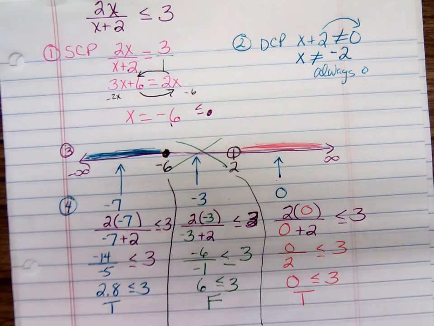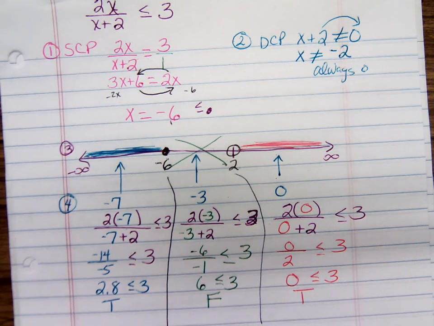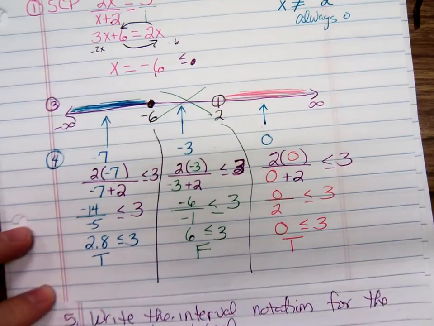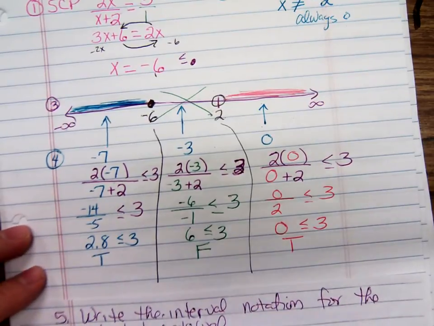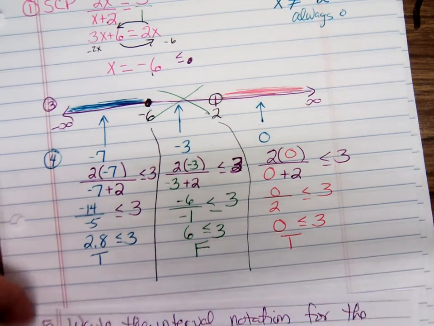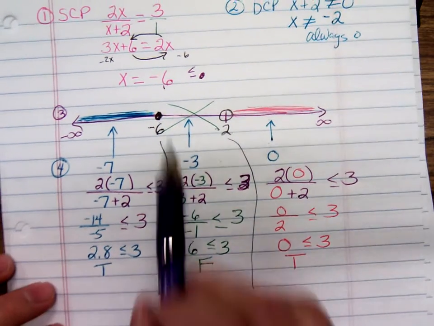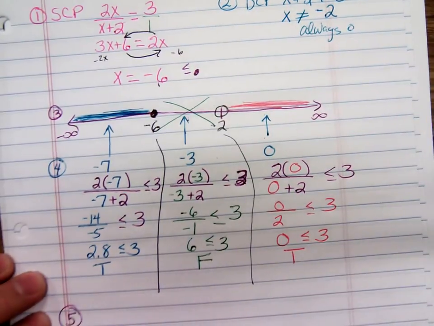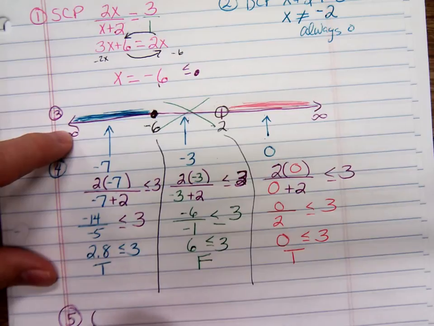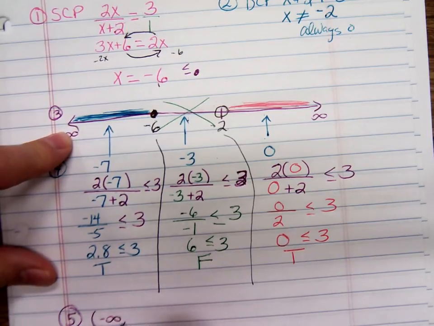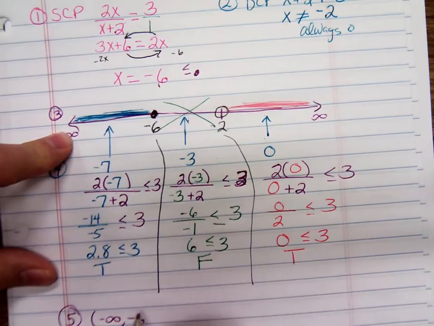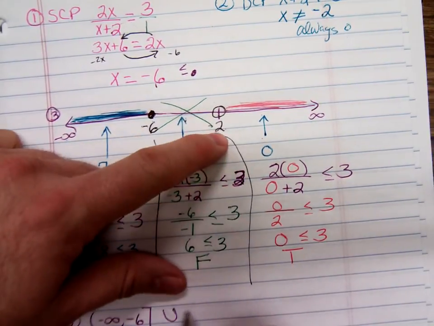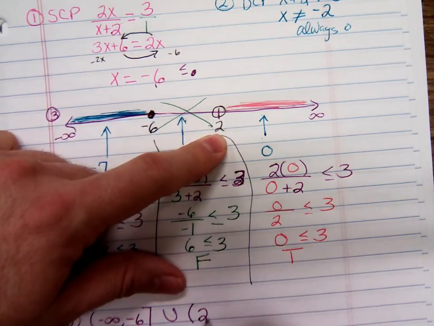Now there's only one thing left to do. Write the interval notation for the shaded intervals. Okay, your final answer will be those shaded intervals, not the false or crossed out ones. It's the true intervals. So here we go, writing it in interval notation. It would be parentheses, negative infinity, comma, negative 6, square bracket, union, parentheses, 2, comma, infinity.